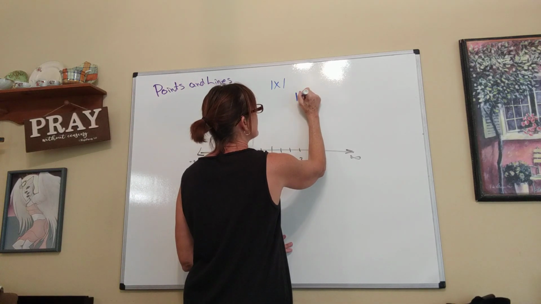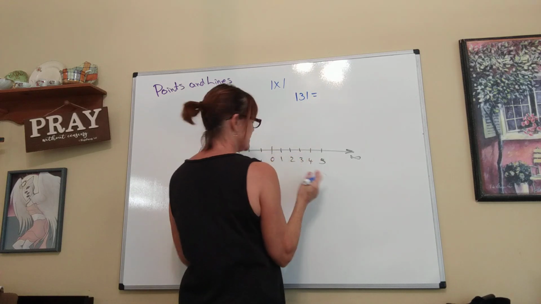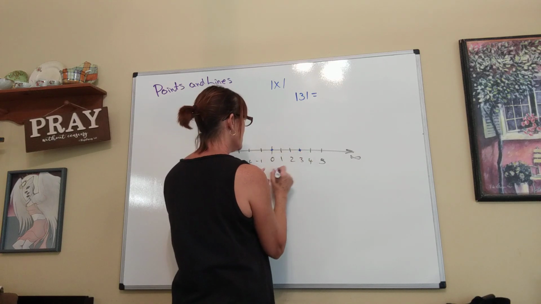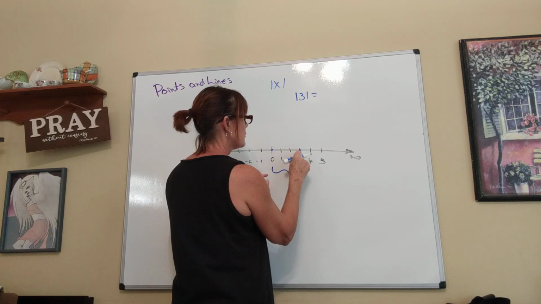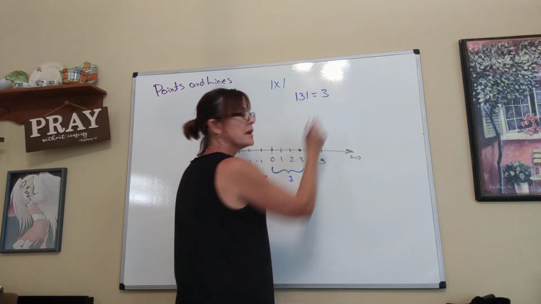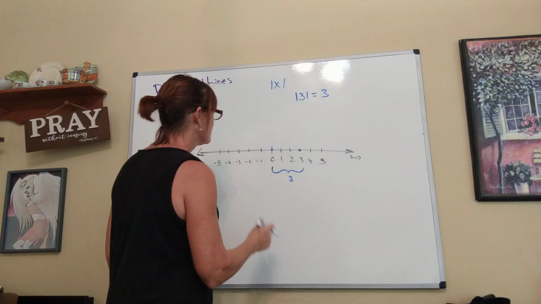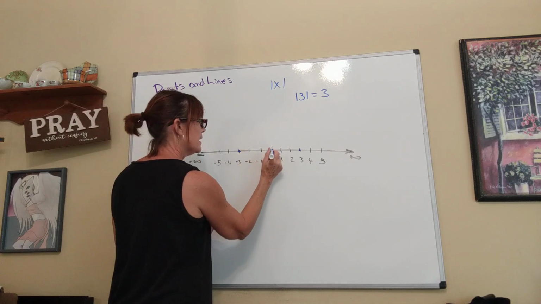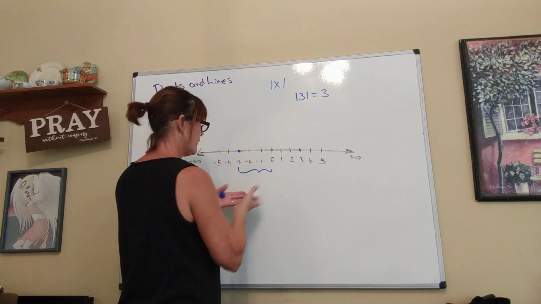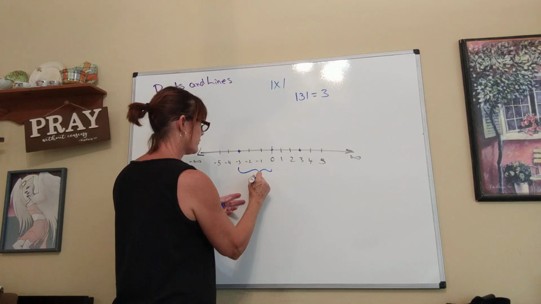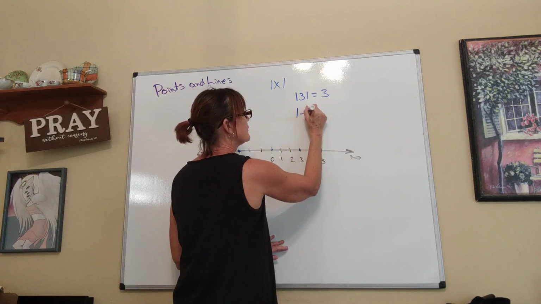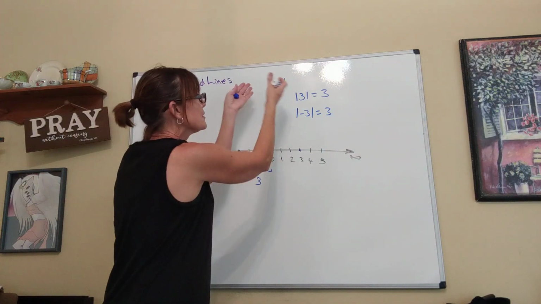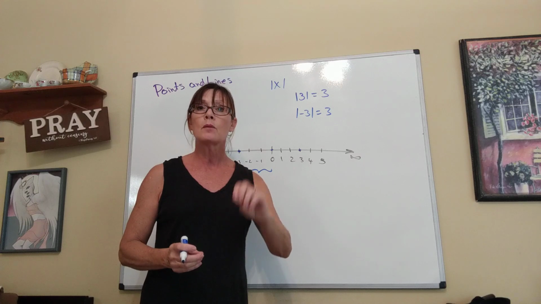What is the absolute value of 3? Well, this is how you figure that out. Here's 0, and here's 3, and it's 1, 2, 3 units away. It's 3. Or what's the absolute value of -3? Okay, well, here's -3, and here's 0, and here's how far it is between, which is 1, 2, 3 units. So turns out the absolute value of -3 is also 3. So absolute value is a distance, and distance is always positive.